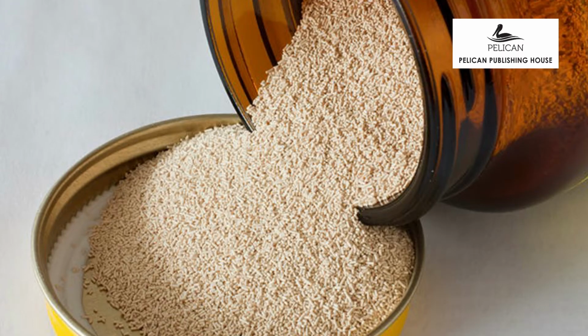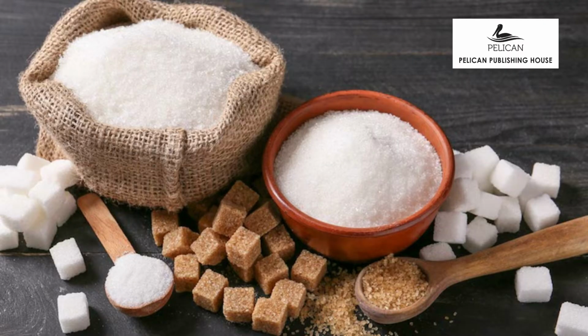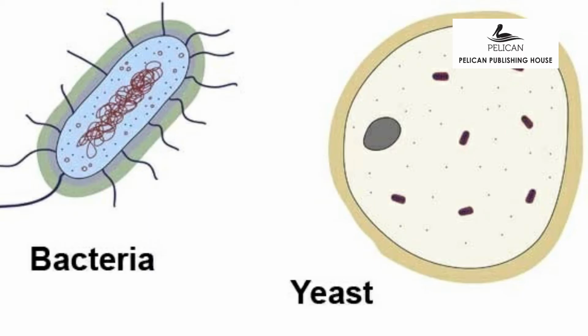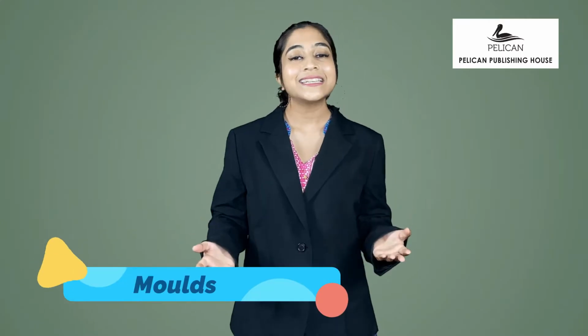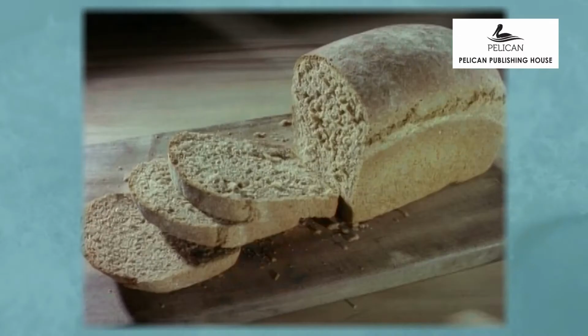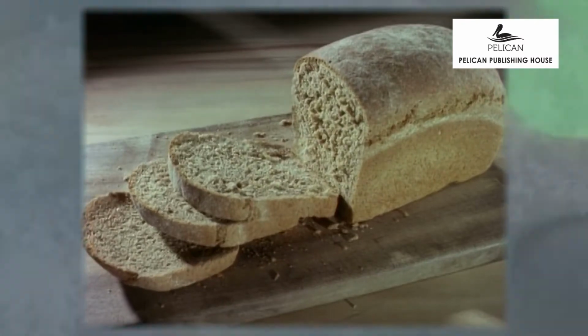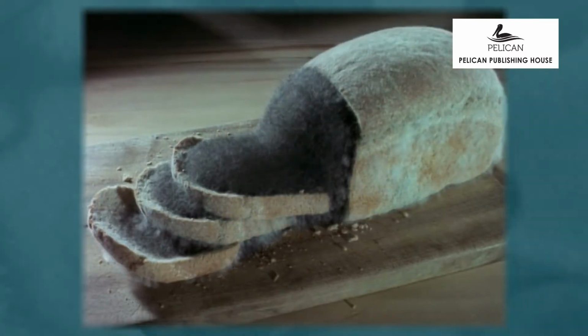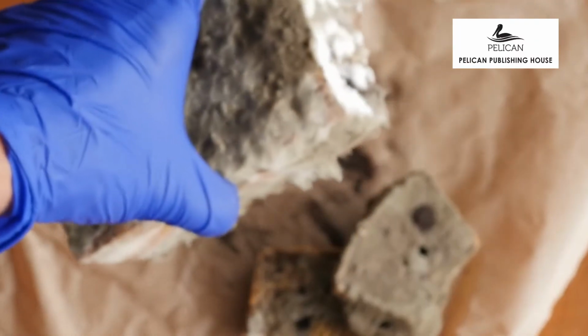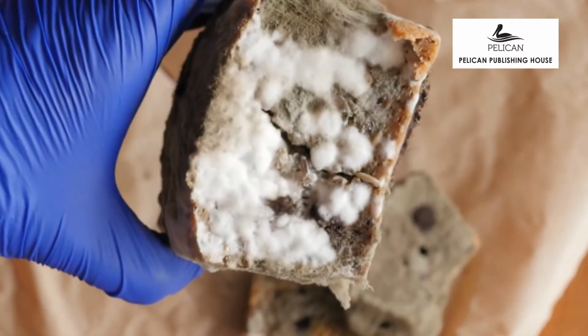Yeast affects food items that contain sugar. Just like bacteria, yeast also spoils the food. Let us see molds. Molds grow in places with high moisture. We can see it during rains on food items that are not properly packed and sealed.